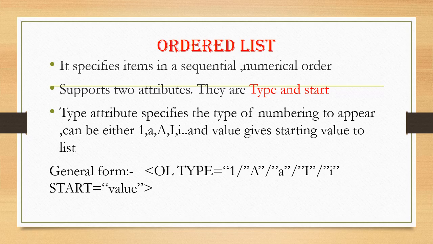Okay, in general form of writing it is OL, type is equal to 1, capital letter A, small letter a, Roman number, that is capital letter I and also small letter i. And we can also specify start equal to, what is the value, 5, or if it is ABCD, I can write G, from G I am starting, like that.